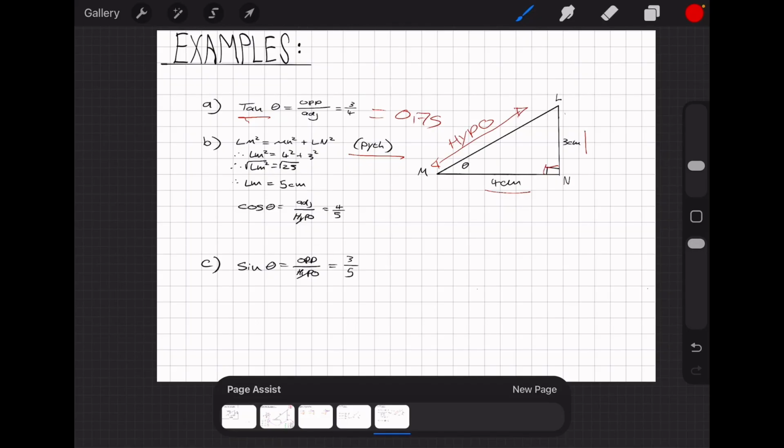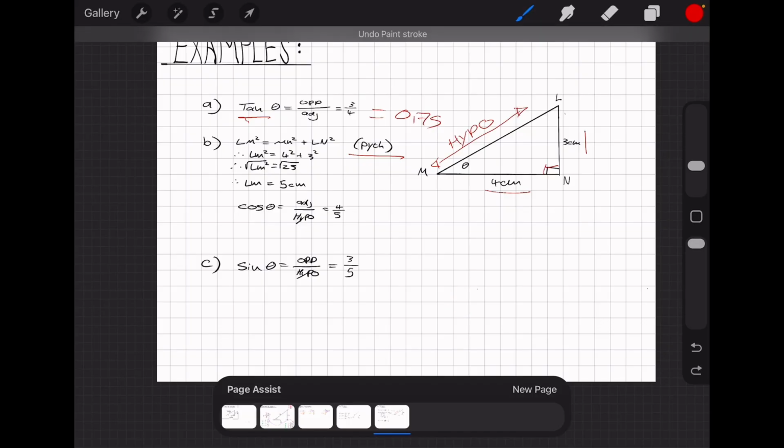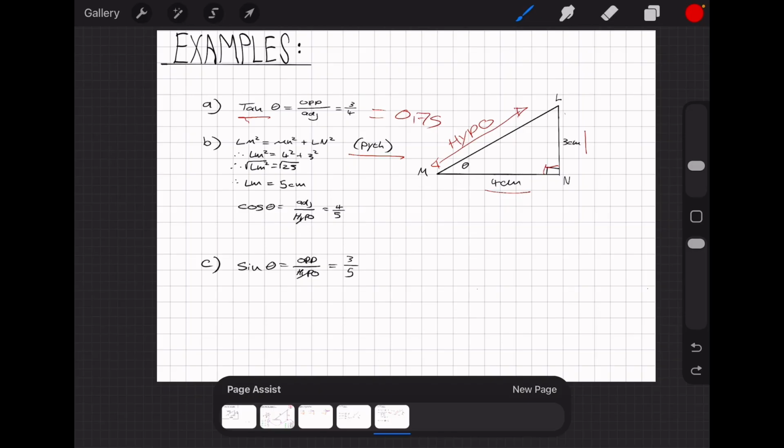Now, for C, to figure out sin, we put our opposite side over our hypotenuse side. No extra working out is necessary, as we have already figured out all the lengths of our triangle. Our opposite side over our hypotenuse side is equal to 3 over 5.